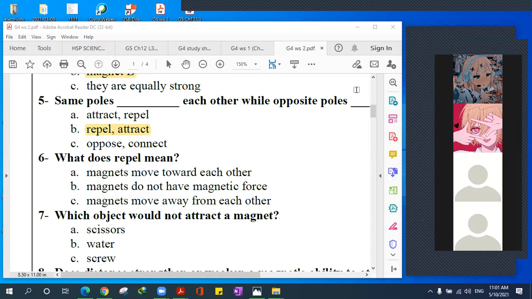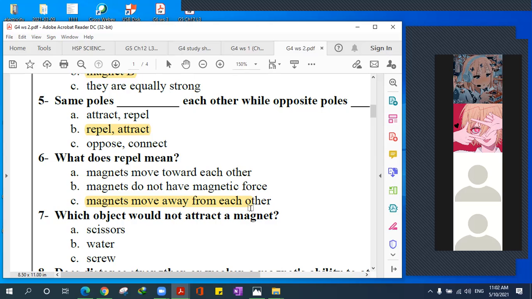Yes, C. Magnets move away from each other. That's right. Well done. So when I say repel, it means they are pushing each other away or moving away from each other. If it were attracting, it would be A. Well done. Thank you so much, Jumana.